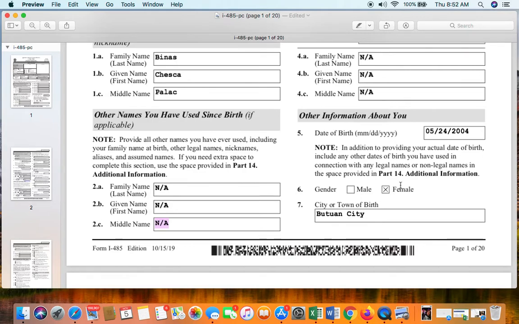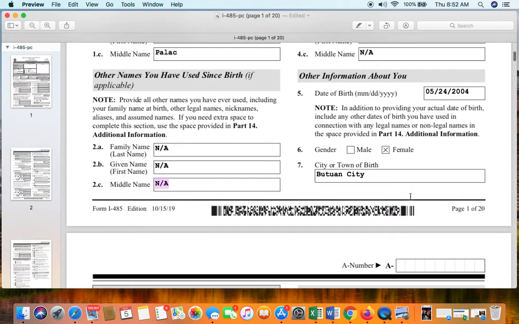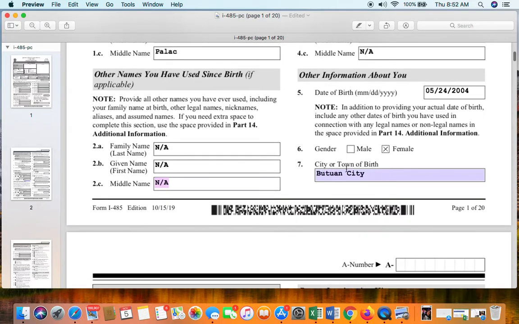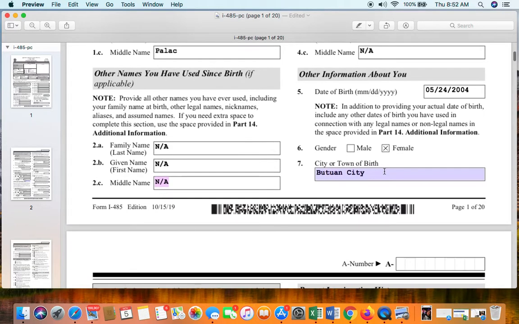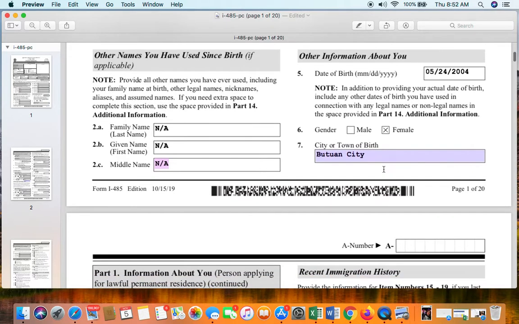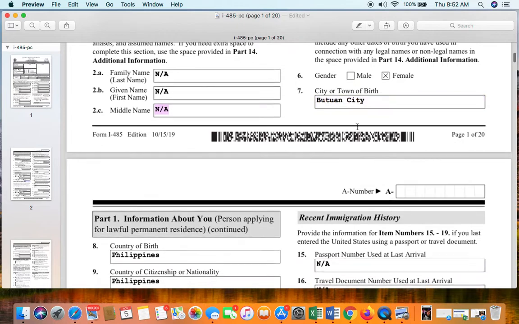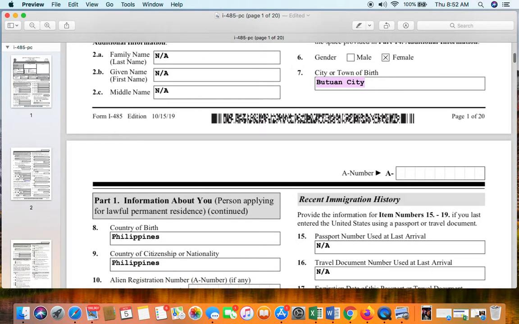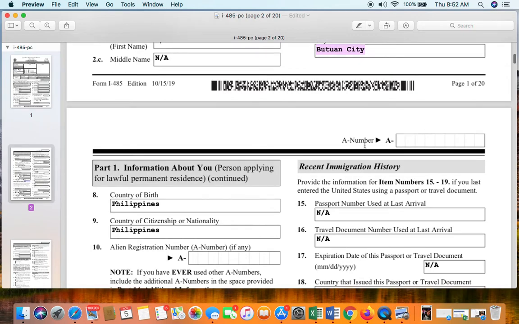So the gender. She is a female. So I have to put X right here on female. City or town of birth. Since my derivative applicant was born in Butuan City, I have to put it right here. You have to type it down, write it down, Butuan City. So here you go again.